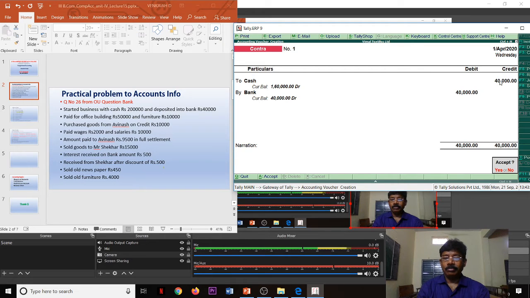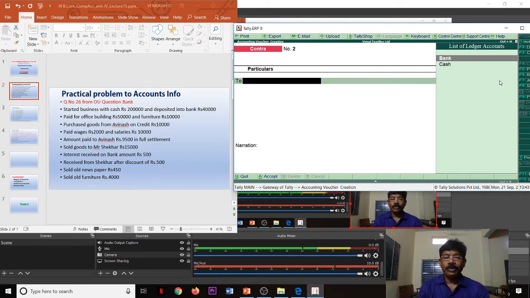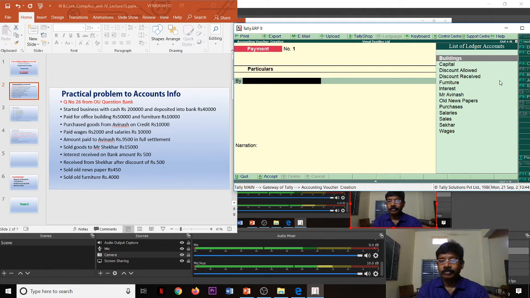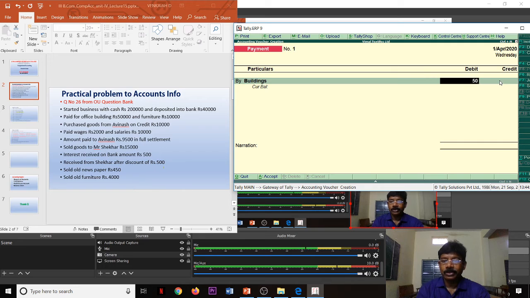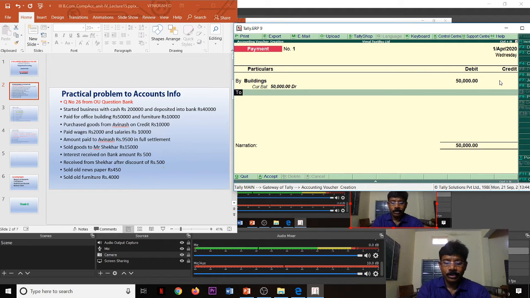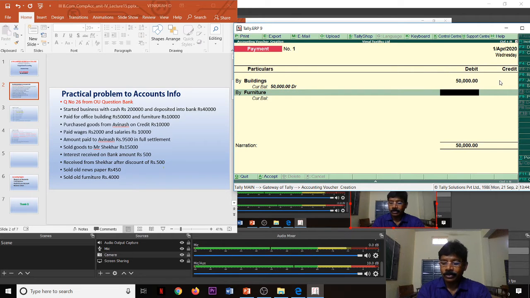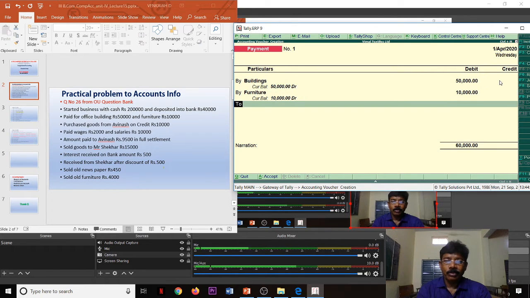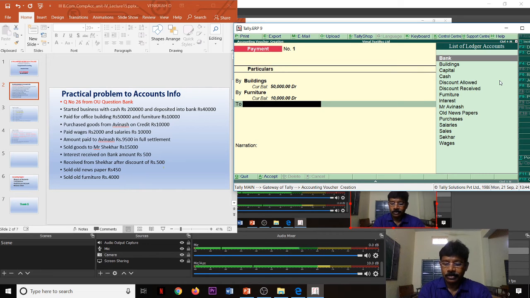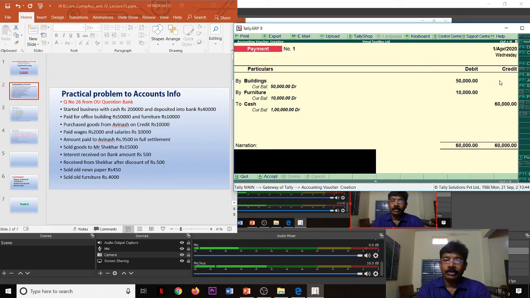Cash deposited into bank. Paid for office building 50,000, furniture 10,000. 2 transactions are there, we can make them into 1 transaction. That is a payment, F5. Buildings account 50,000, again furniture account 10,000. Amount is paid in cash.